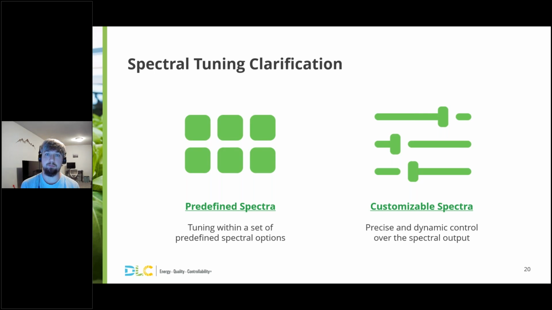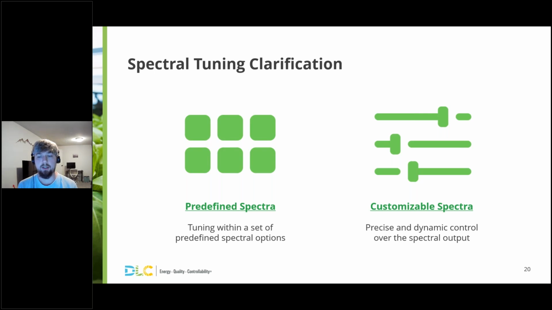The first being those with predefined spectral options that allow users to tune to specific set points as defined by the manufacturer, and not really flexibility outside of tuning to those specific things. This may be different levels, depending on how that product is designed and whether it's designed for different crops and you want to tune to a specific spectra for a different crop, or if you want to tune to a specific spectra for a specific stage of crop growth.